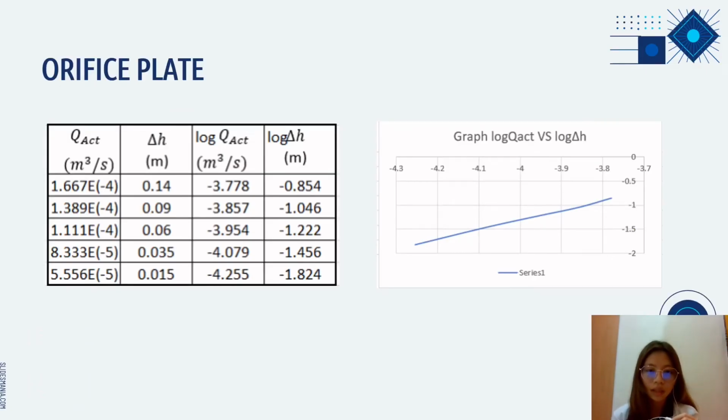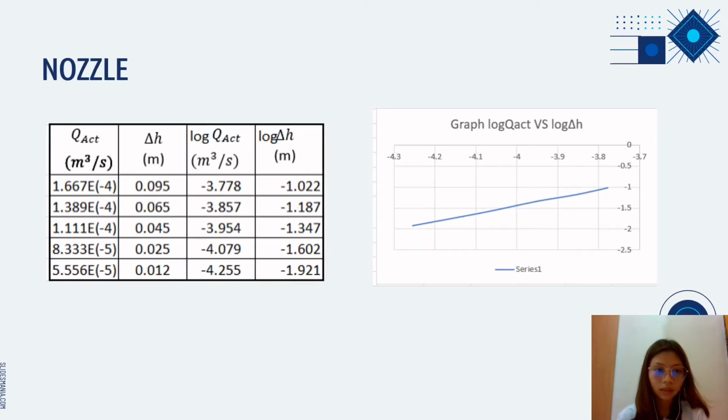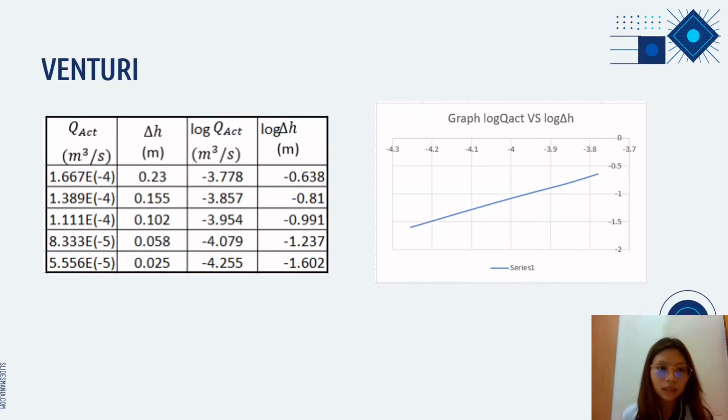Next, to plot the graph, we have to find log Q actual and log delta H. Log Q actual as the x-axis and log delta H as the y-axis. This is the data and the graph for orifice plate. The second one is nozzle. We also did the same. We find the log Q actual and log delta H and we plot the graph. The third one is for venturi. As you can see from the graph, we get a straight line.